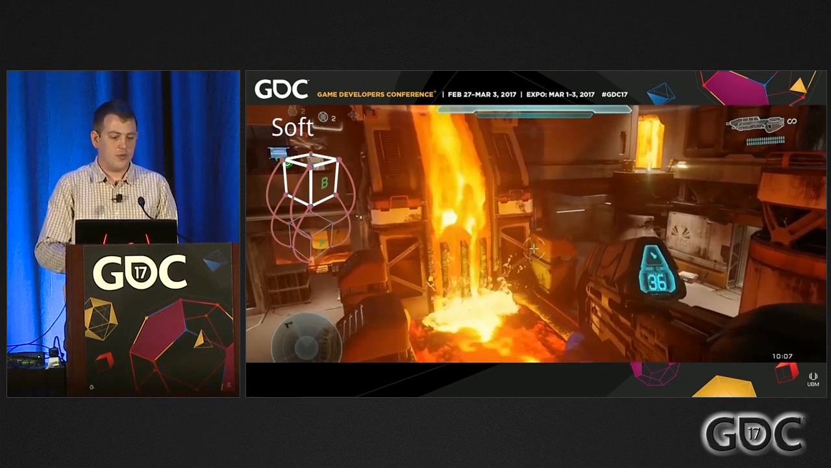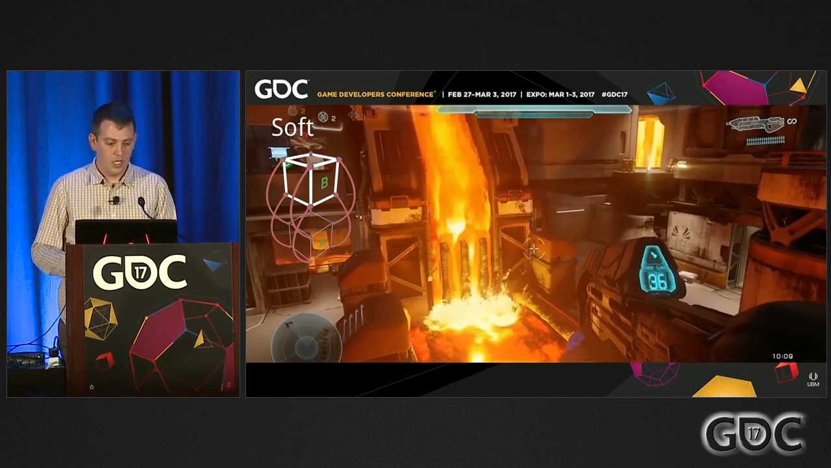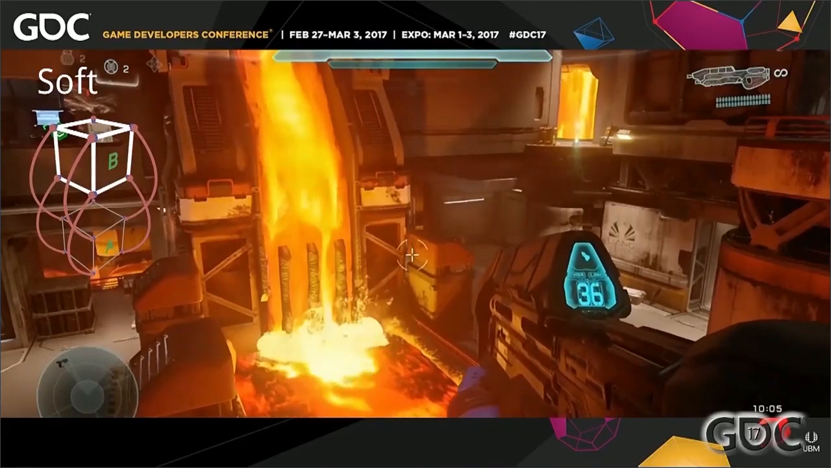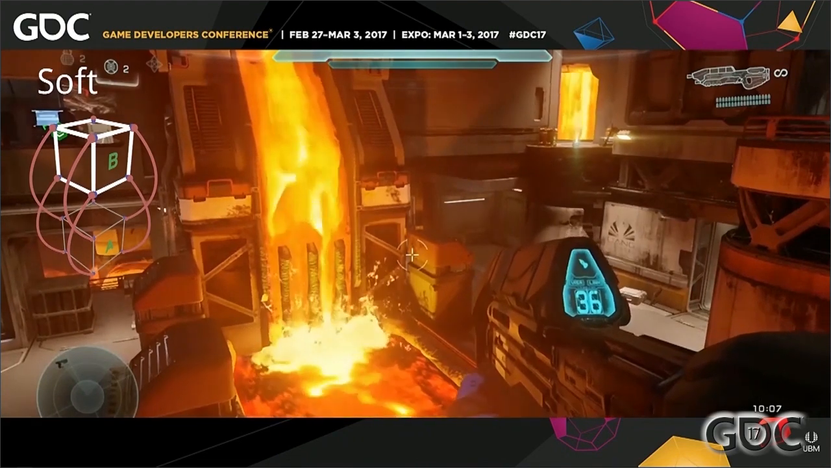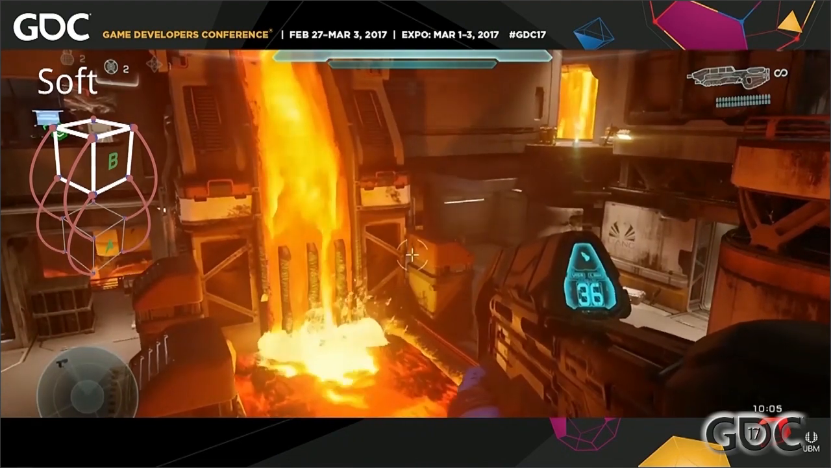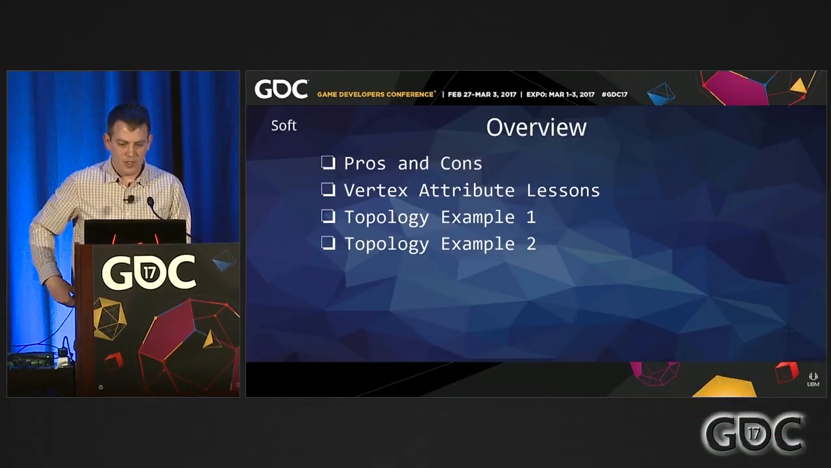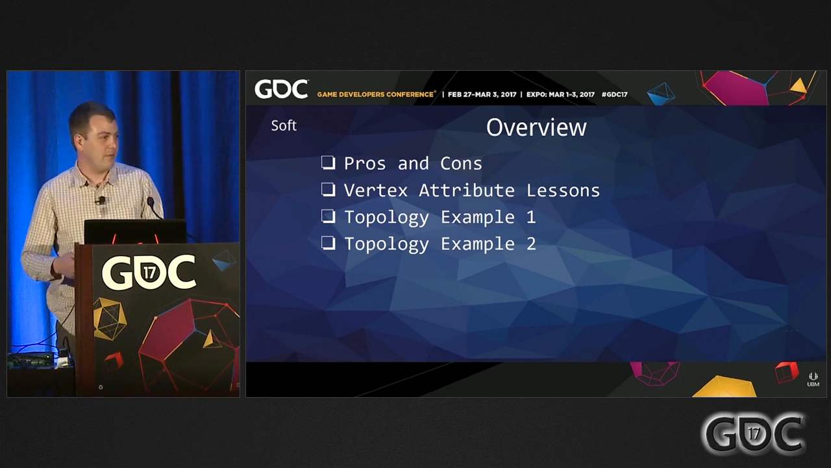So soft is the cool invention Zabir was working on, where it's just implicitly defined geometry. In a DLC multiplayer level called Molten that came out this past summer, we got over 82,000 transforms playing in a multiplayer level where everybody was running around and shooting. So we're going to talk a little bit about the pros and cons of this, a little bit about the topology, and some lessons that we learned in extra vertex attributes.